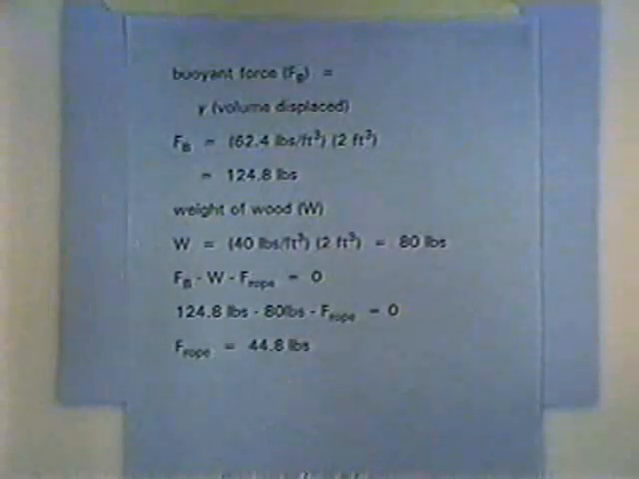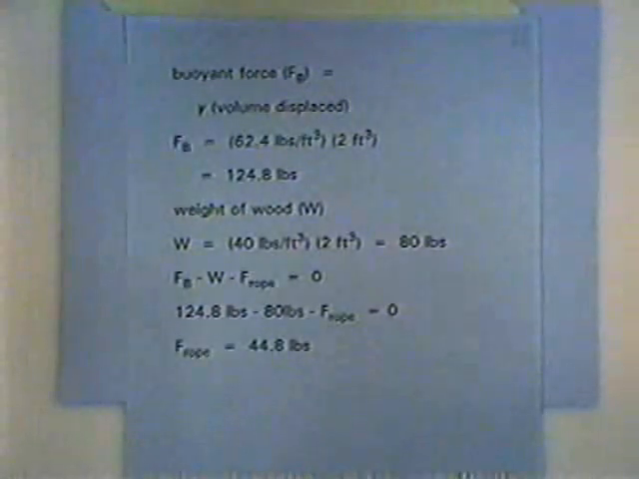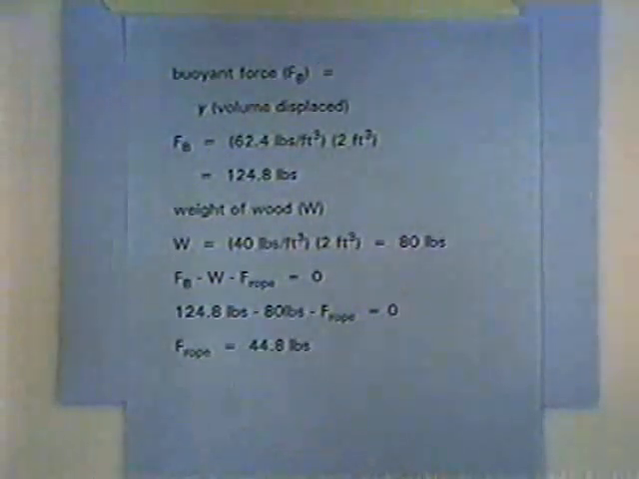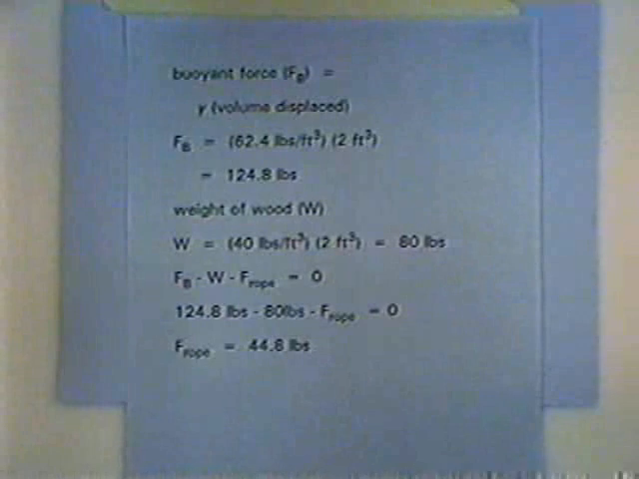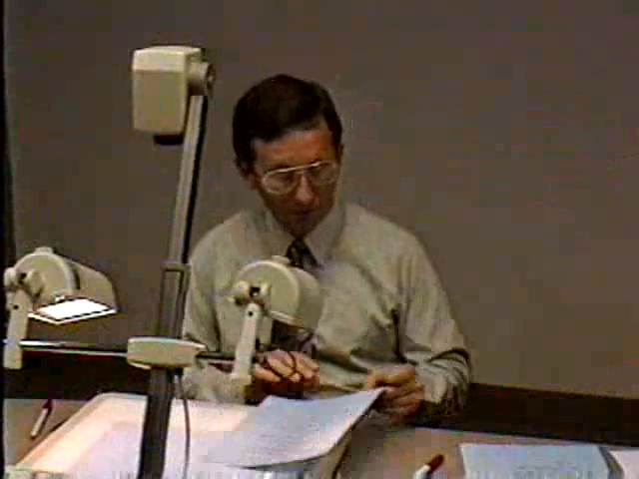The weight of the wood is 40 pounds per cubic foot times the volume of the wood to get 80 pounds. And so the buoyant force minus the weight of the wood minus the force in the rope is going to sum to 0. They're in equilibrium. We know the buoyant force, we know the weight of the wood. The only thing we don't know is the force in the rope, and that's what we solve for to get the 44.8 pounds.